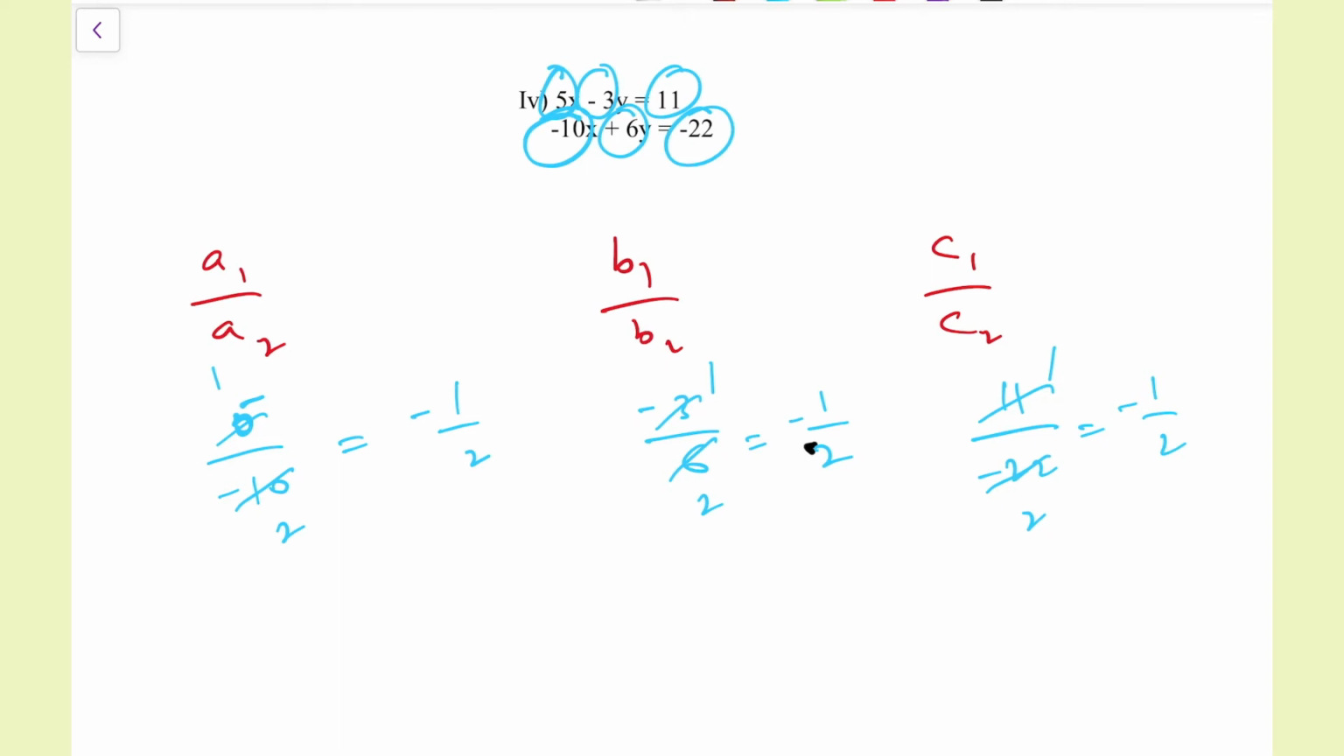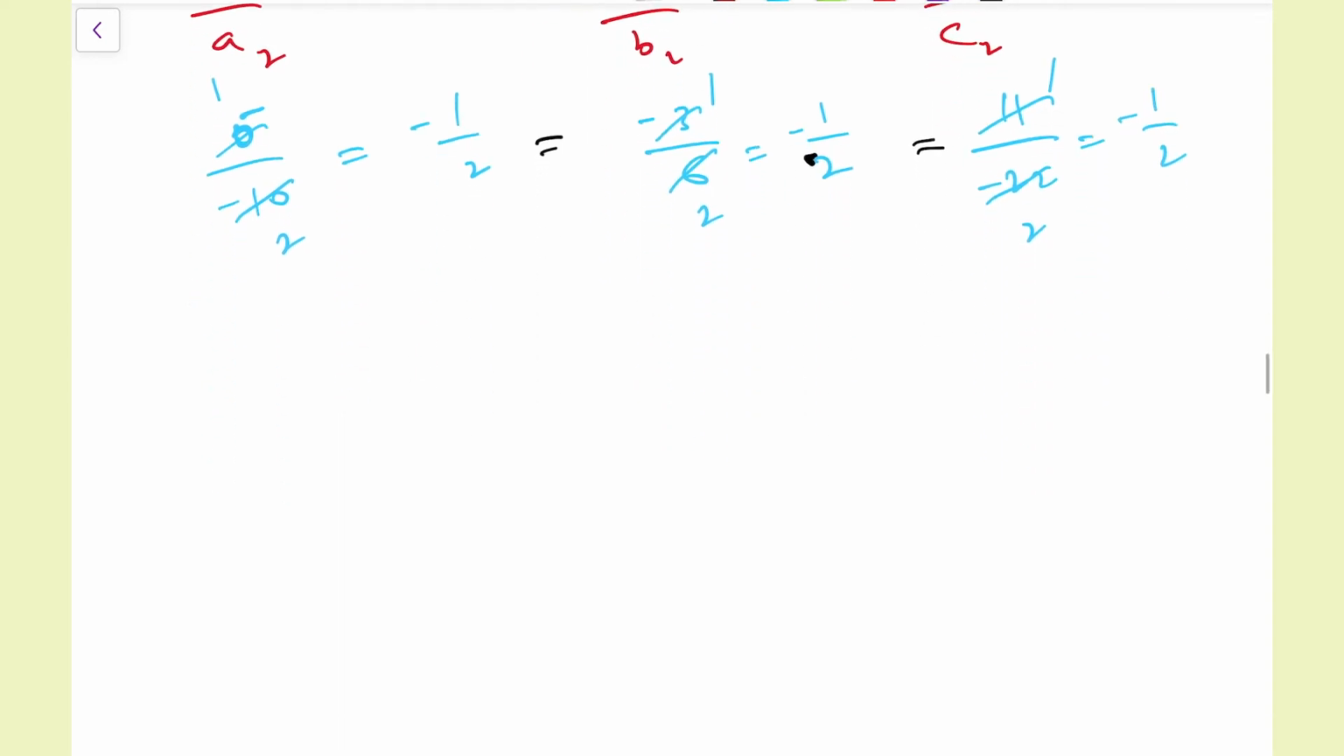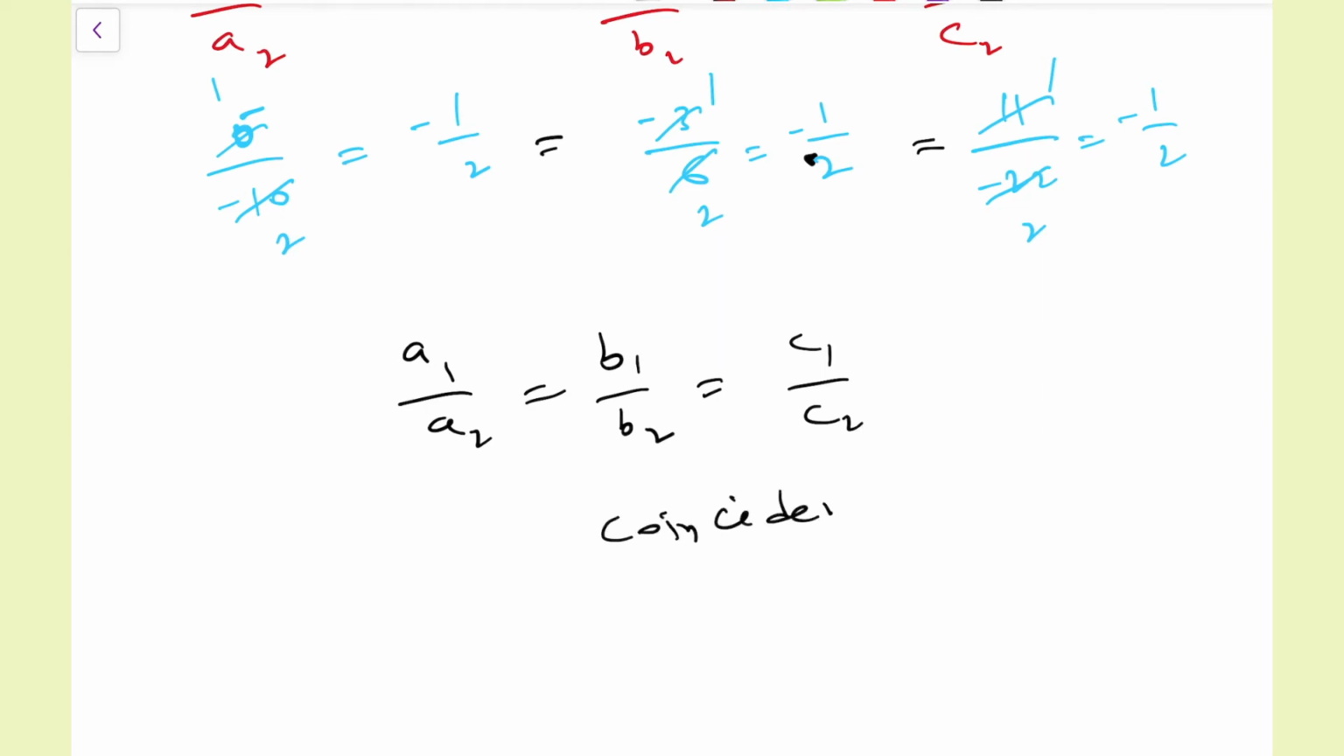So here minus 1 by 2 equals minus 1 by 2 equals minus 1 by 2. All three are equal to each other. a1 by a2 equals b1 by b2 equals c1 by c2. So these come under coincident lines. Coincident lines mean the solution will be there. So I can say this is a consistent pair.